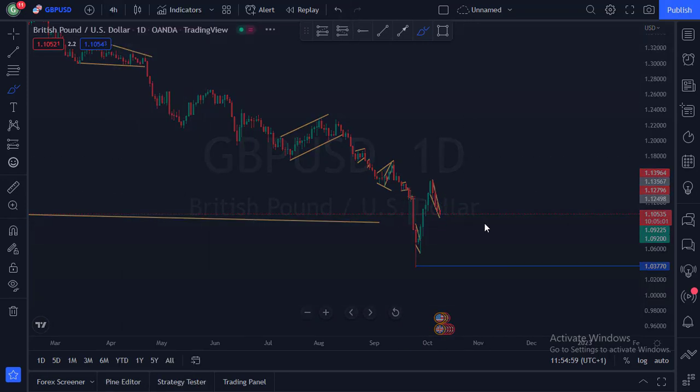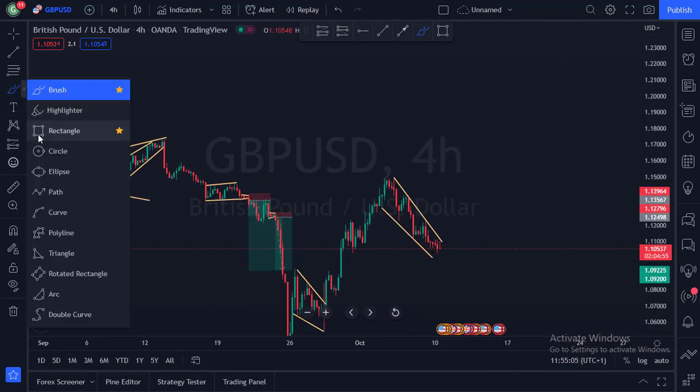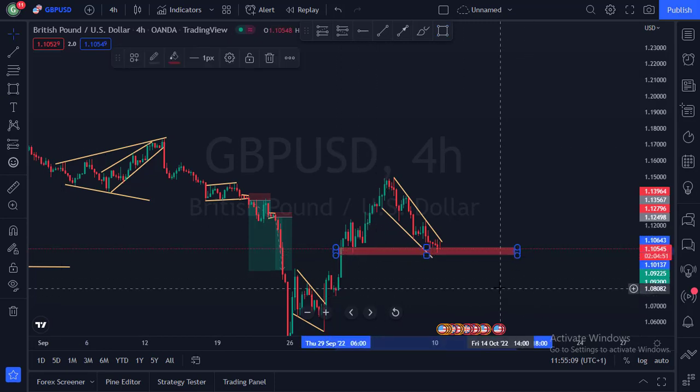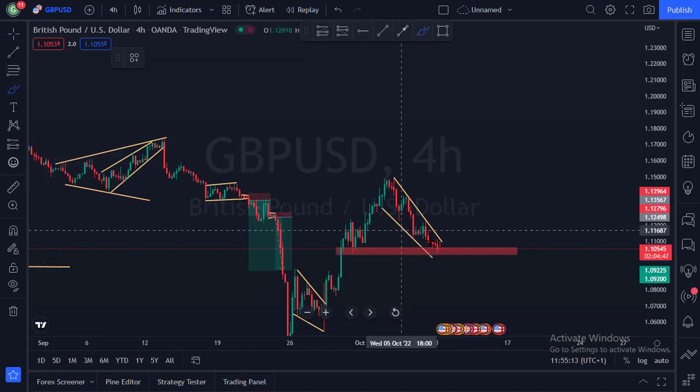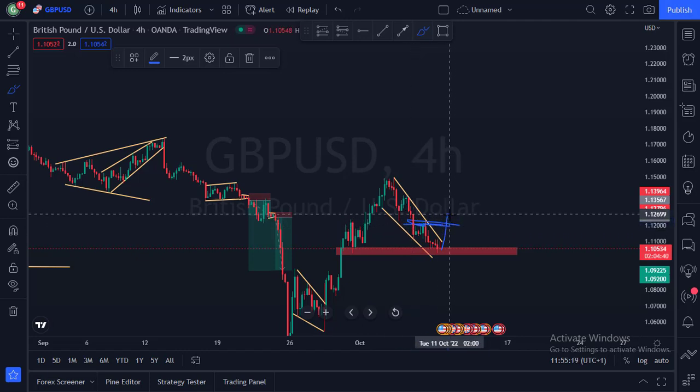Now if you come to the 4-hour time frame, you realize that this is more of a descending channel that has formed something that looks like a double bottom right here on the 4-hour time frame. All right, so what my bias would be here is I'll wait for price to break out of this structure and form a correction after the breakout of that structure.